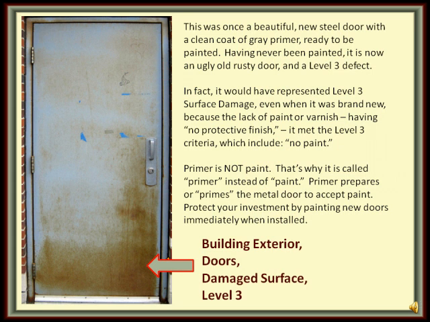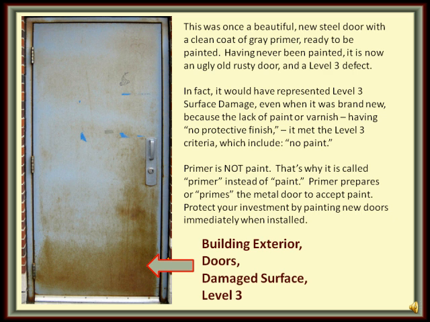Doors are expected to have a protective finish. In this example, we have what was once a beautiful new steel door with a clean coat of gray primer ready to be painted. Having never been painted, it's now an ugly old rusty door with a level 3 defect. In fact, it would have represented a level 3 surface damage defect even when it was brand new because of the lack of paint or varnish. Having no protective finish, it met the level 3 criteria, which includes no paint.